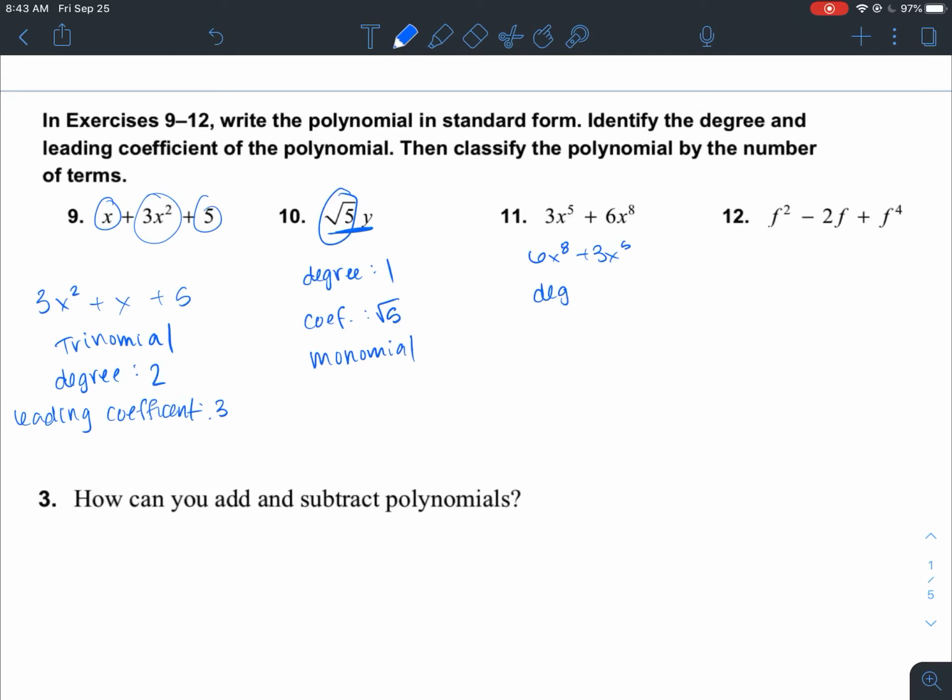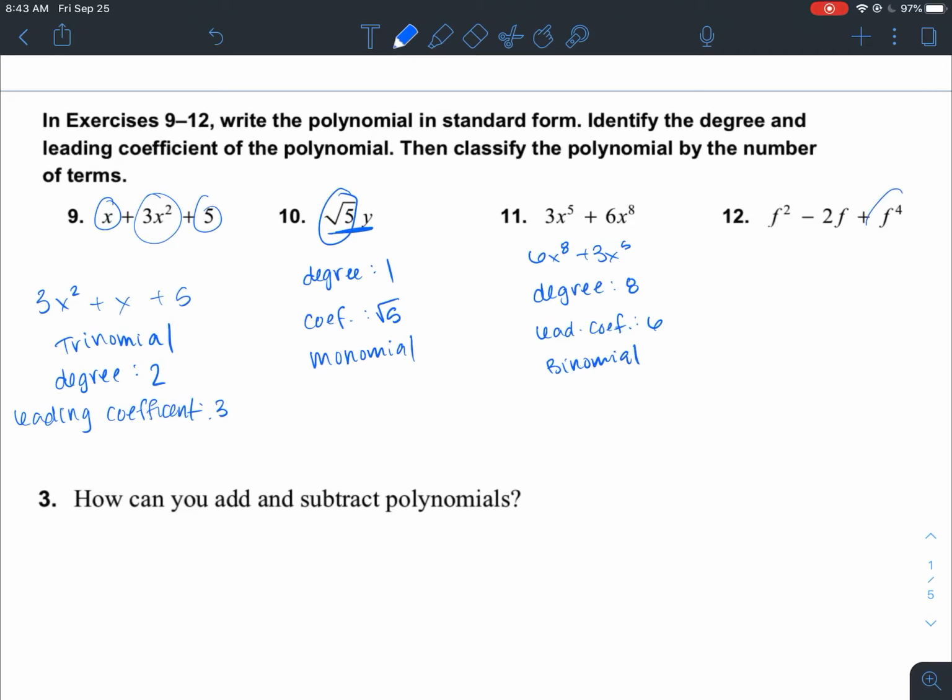This is a binomial with the degree of 8. Leading coefficient of 6. And this is a binomial. 2 terms.